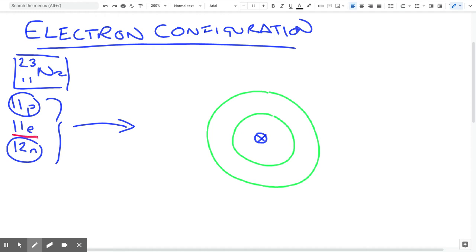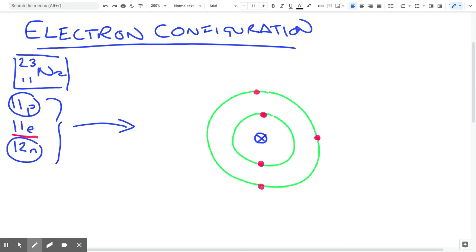So we start filling from the innermost shell first. The protons, the positive charge, pull those electrons into the closest possible shell. Now, the smallest shell is obviously the one in the middle, and that can only contain 2 electrons. Any other electrons have to then be placed in subsequent shells. So we've used up 2, we have 9 electrons left, and essentially we start to fill up the second shell of sodium.